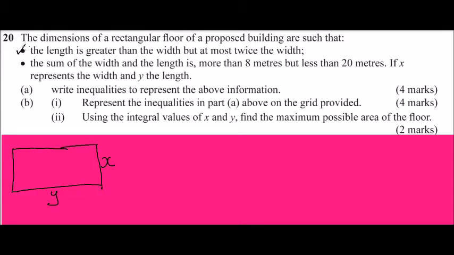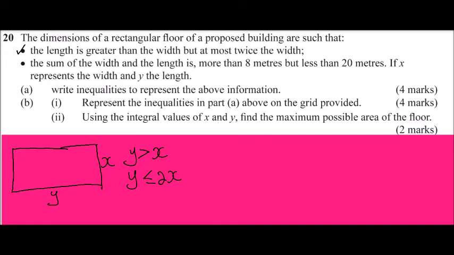We start from here and we say the length is greater than the width. So the length is greater than, so it means y is greater than x. That's what that statement means. But at most twice the width. So what this means is that y is less than or equal to 2x. That's what that means.